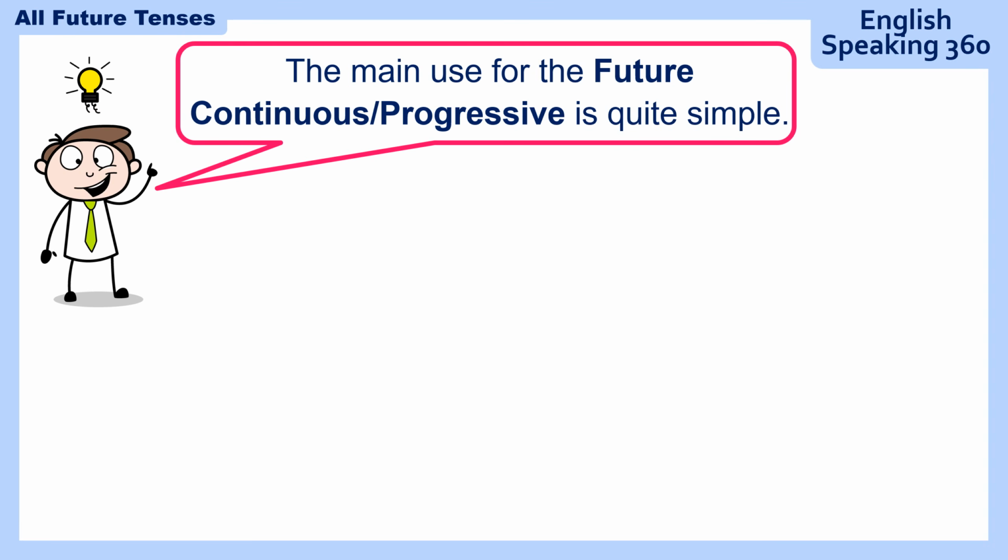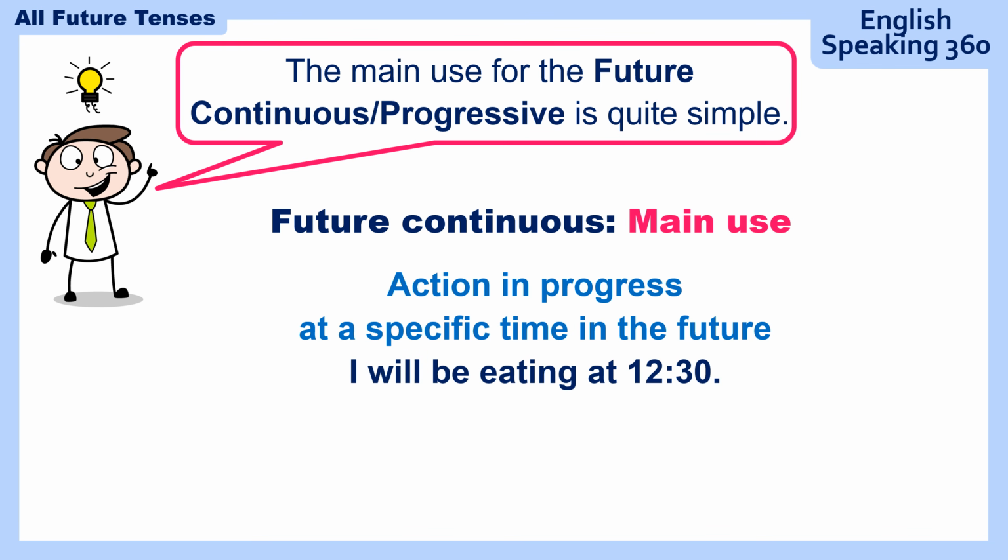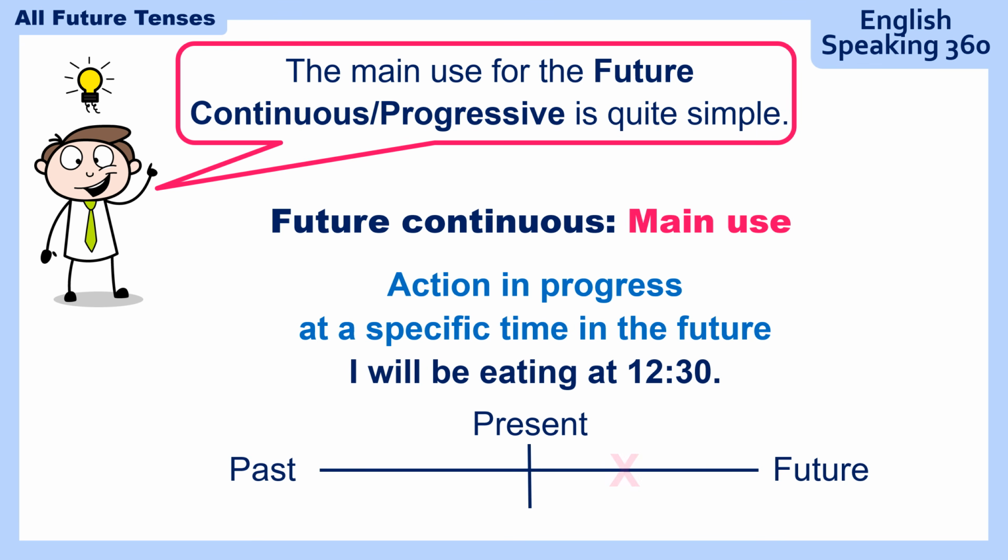The main use for the future continuous or progressive is quite simple. The main use is to show an action in progress at a specific time in the future. For example, I will be eating at 12:30. So on a diagram, it looks like this. I will be eating, ing, so an ongoing action, an action in progress, at 12:30. At 12:30, I will be in the middle of my lunch.